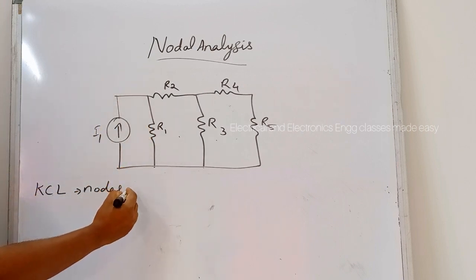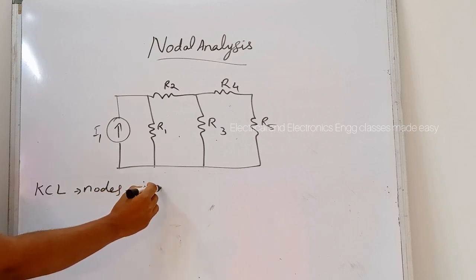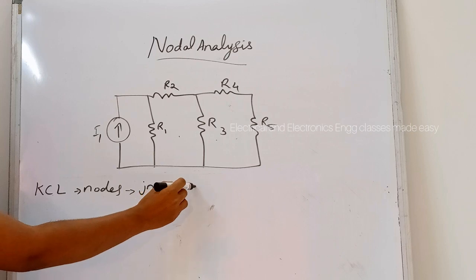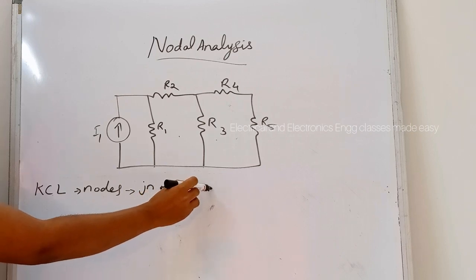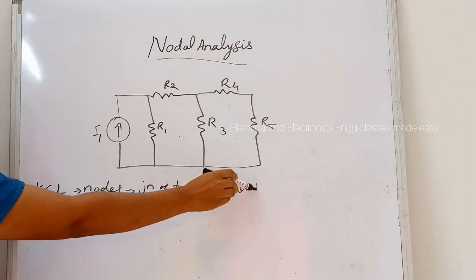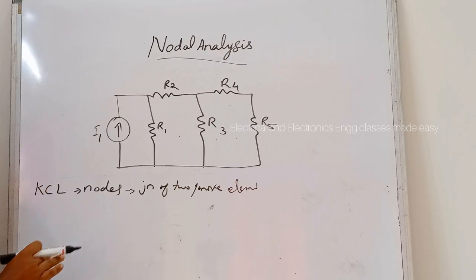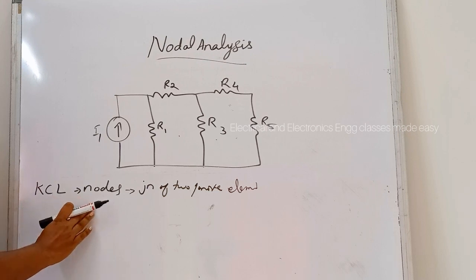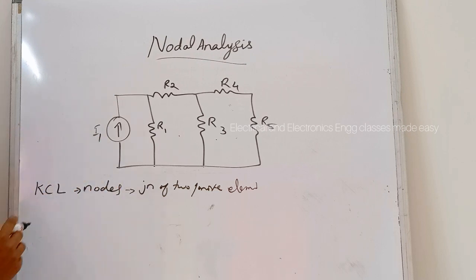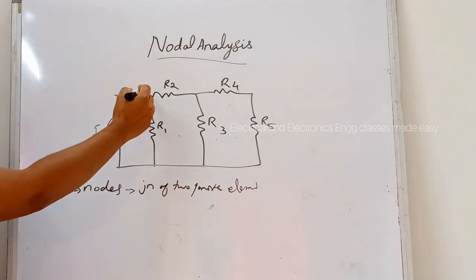And what is a node? A node is the junction of two or more elements. So in nodal analysis, we apply KCL at each node. So consider this circuit.